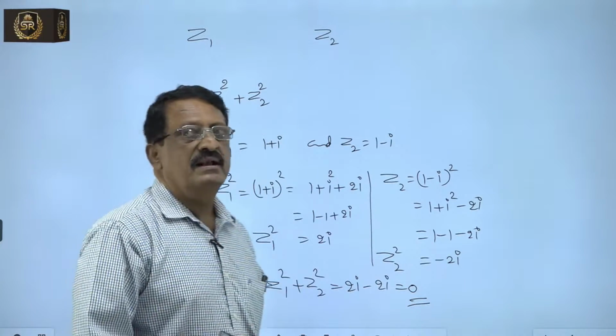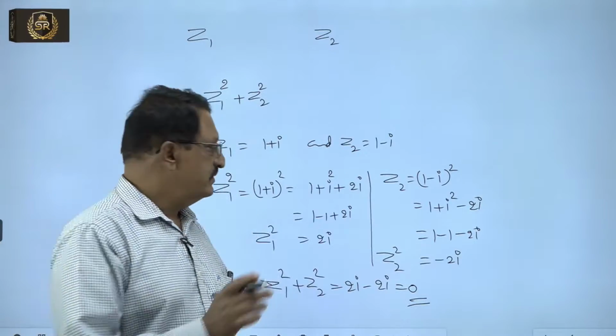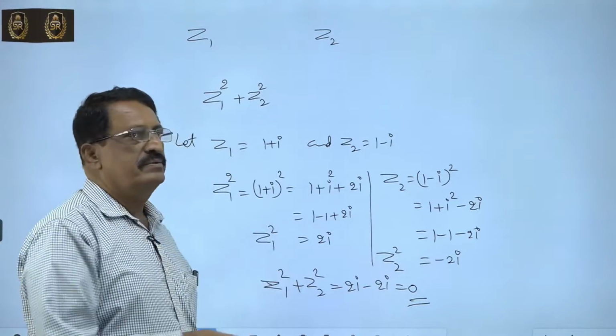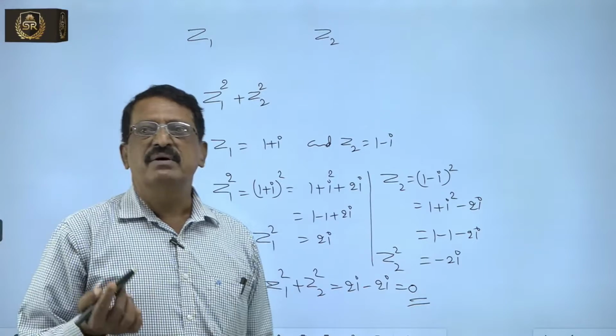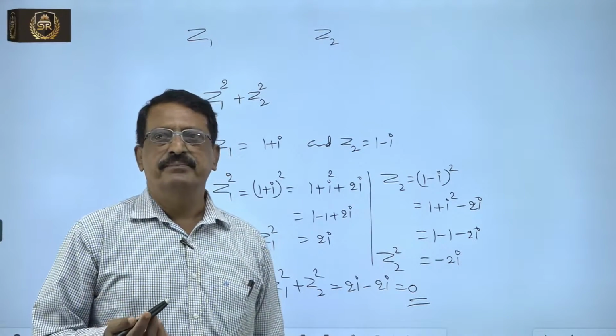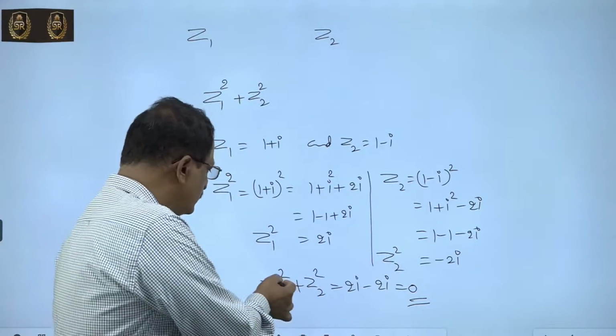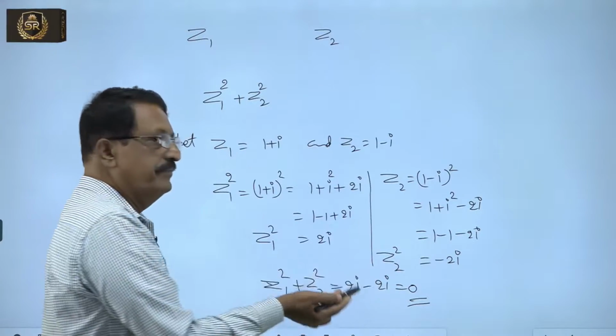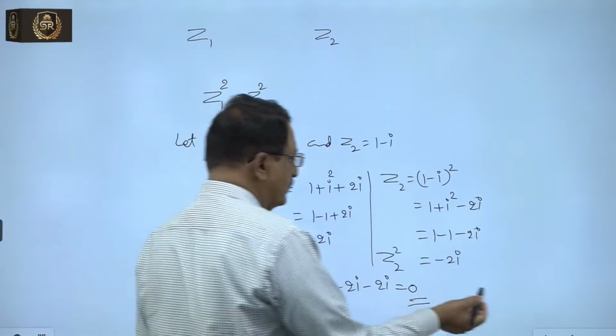But in real numbers, Z1 squared is positive, Z2 squared is positive, the sum of two positive quantities is never 0. But in complex numbers it may be 0 or a complex number we get.